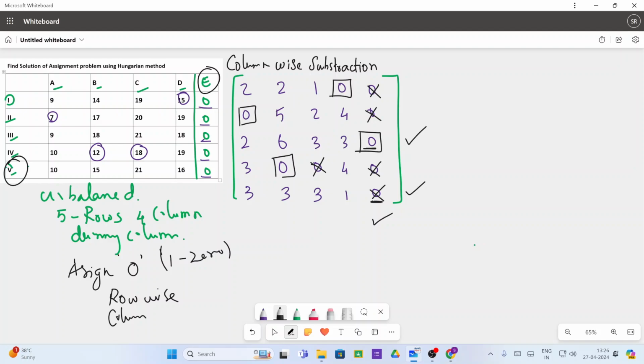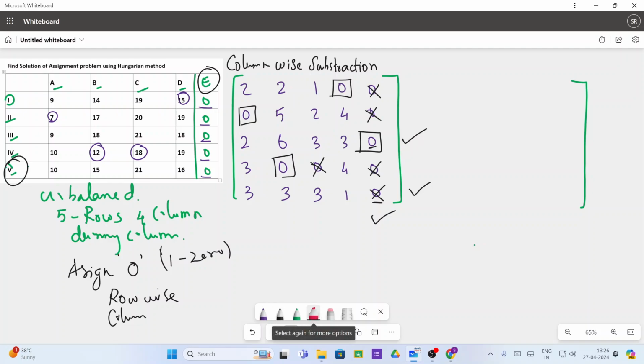Let me repeat it again. First find out which row doesn't have an assignment. The fifth row doesn't have an assignment. In that row, wherever you have an unassigned zero, you select it and put a tick mark on its column. In this column you have the allocation, so put a tick mark on that particular row.